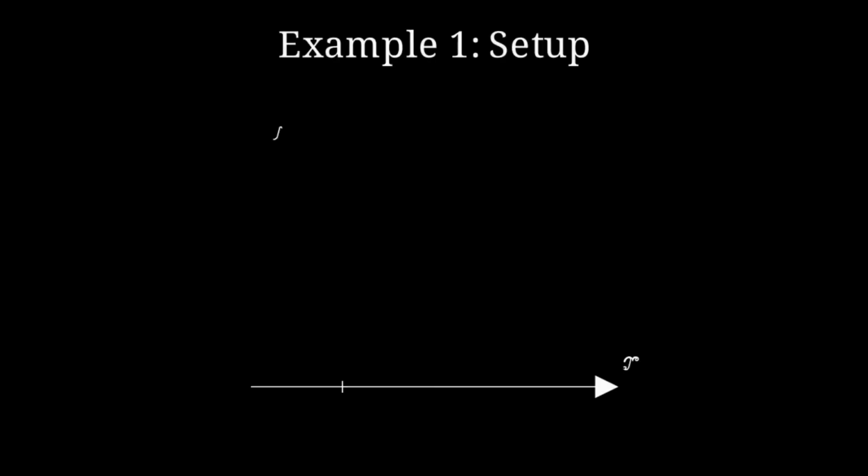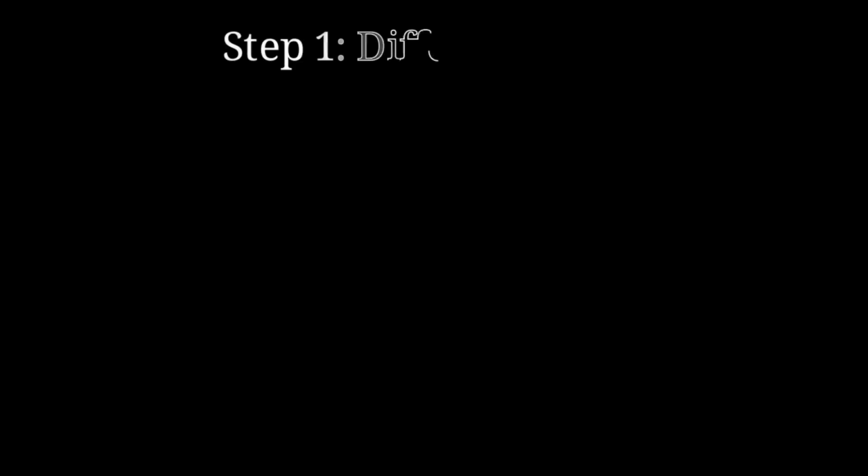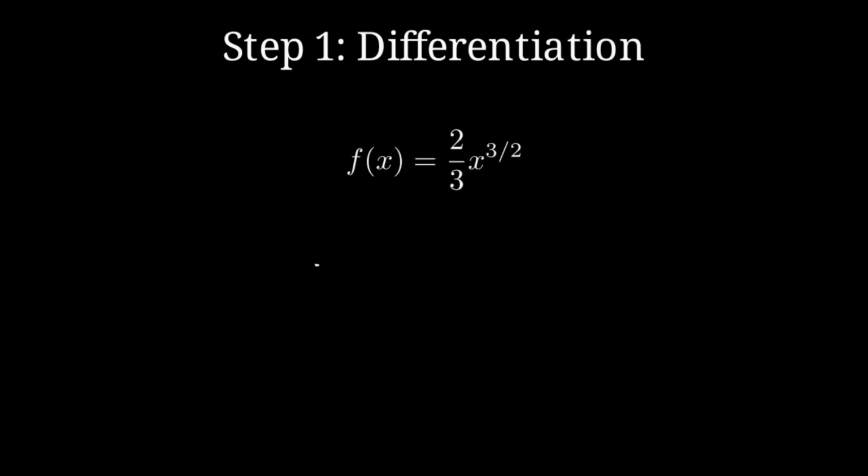Let's apply this to a specific function. We will find the length of f of x equals 2/3 x to the power of 3/2, evaluated from x equals 0 to x equals 3. First, we find the derivative. Using the power rule, the exponents cancel out beautifully, leaving us with the derivative f prime of x equals the square root of x, or x to the 1/2 power.